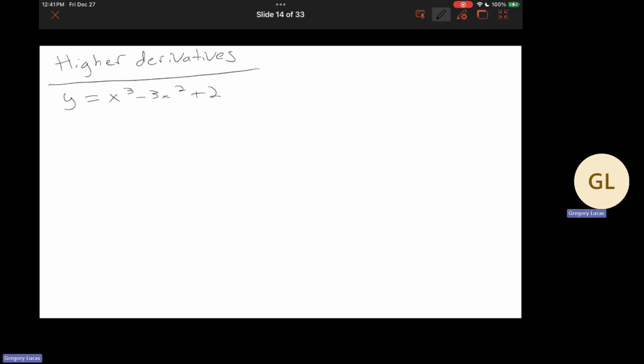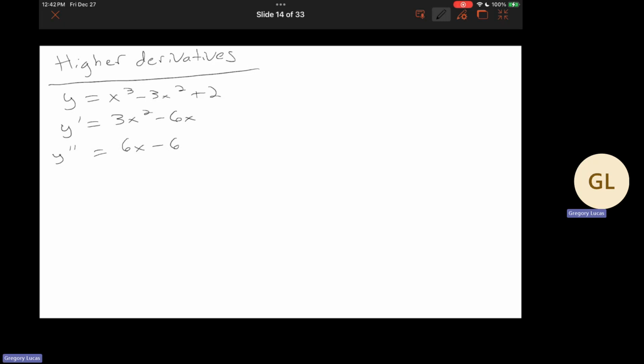So let's take the derivatives. We already know how to do y prime. Y prime is 3x squared minus 6x. But we're also allowed to keep going. If we write y double prime, that means second derivative. We just take the derivative like we did again. So I'd have 6x minus 6.